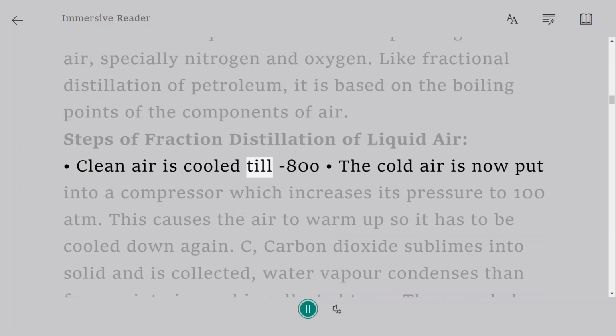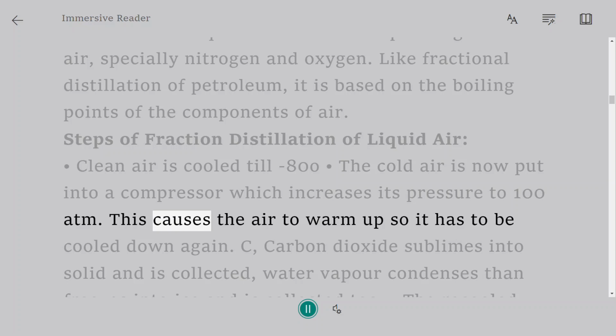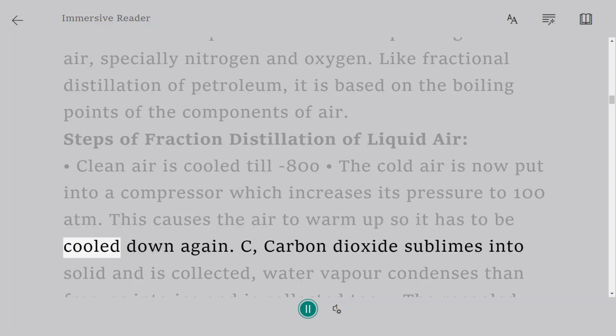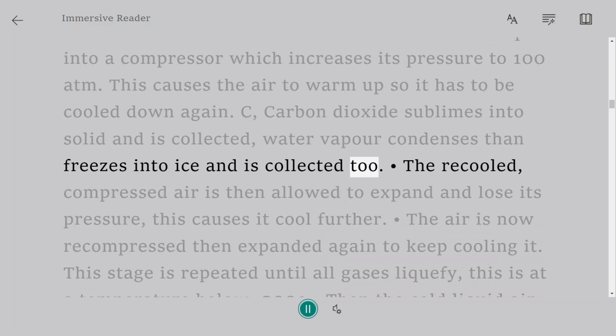Clean air is cooled till -80 °C. The cold air is now put into a compressor, which increases its pressure to 100 atm. This causes the air to warm up, so it has to be cooled down again. Carbon dioxide sublimes into solid and is collected. Water vapor condenses, then freezes into ice and is collected too.